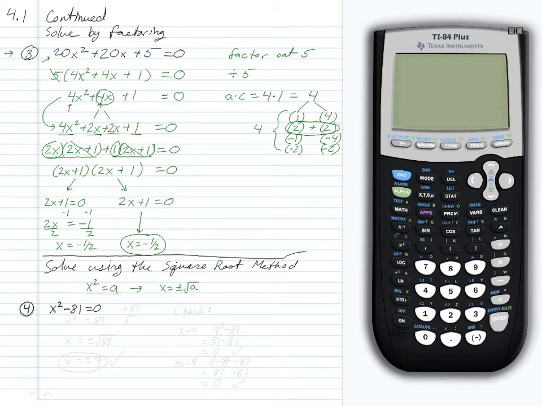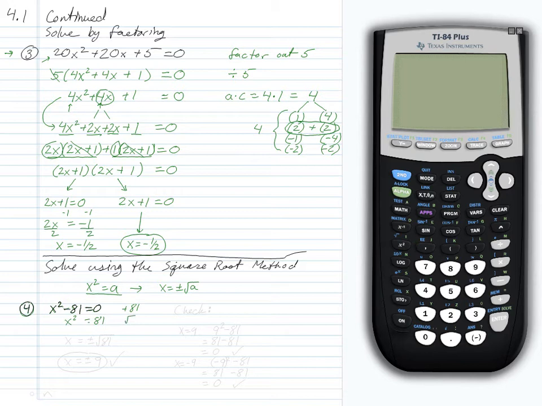x squared minus 81 equals 0. We want to put this in the form x squared equals a number. Now this technique is only going to work with equations that don't have an individual variable by itself. So we need something squared and constants and nothing else. So the first thing I'll do is add 81 to both sides. So we get x squared equals 81.